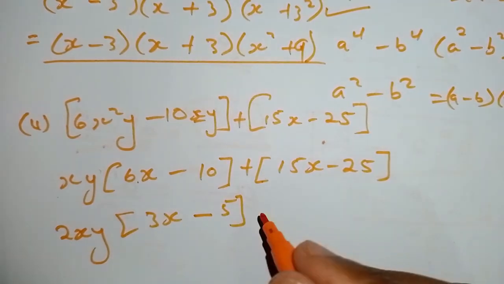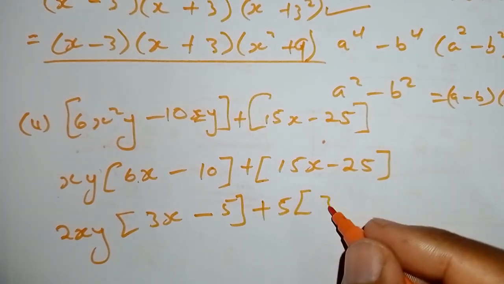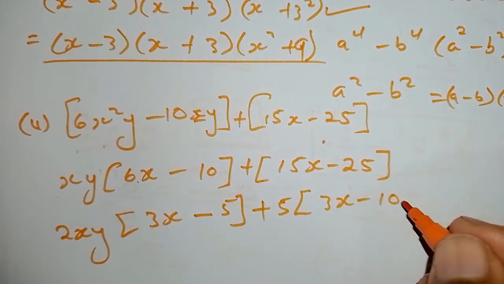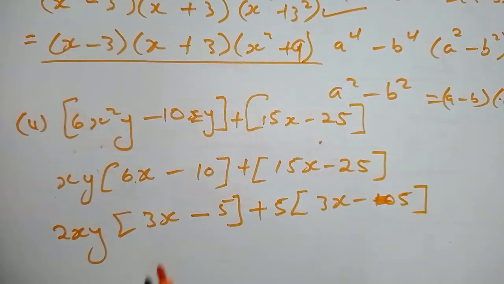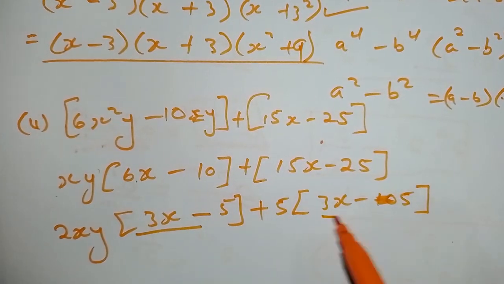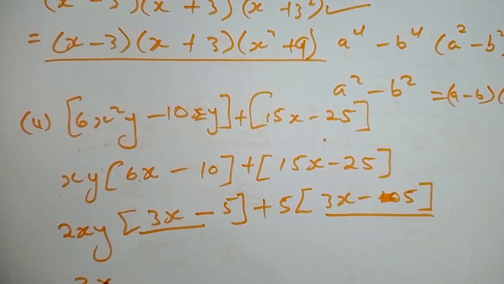What is my common factor here? It's 5. I'm going to have plus 5 into 3x minus 5, not minus 10, but minus 5, right? Okay, now if you check, this one and this one are the same. We can just take one, 3x minus 5.